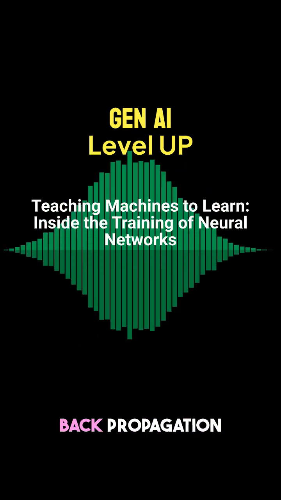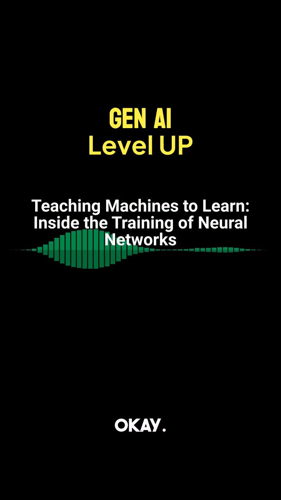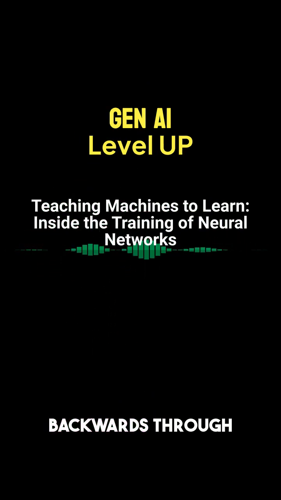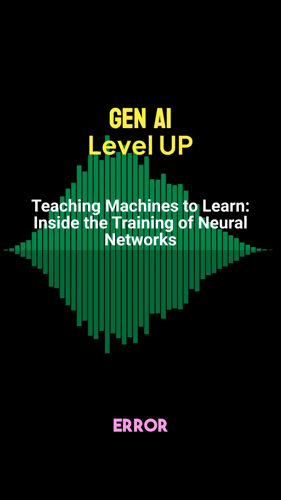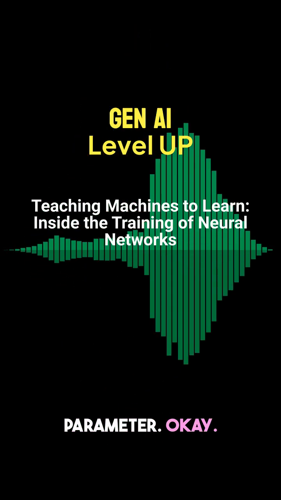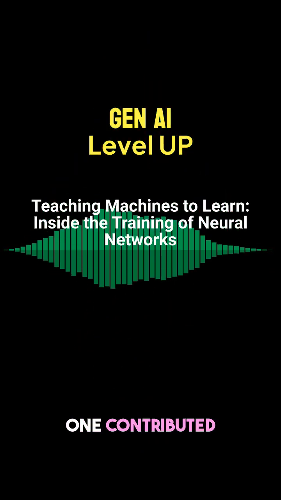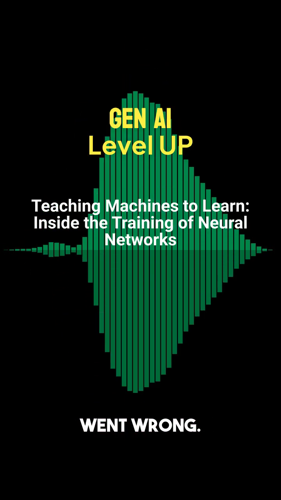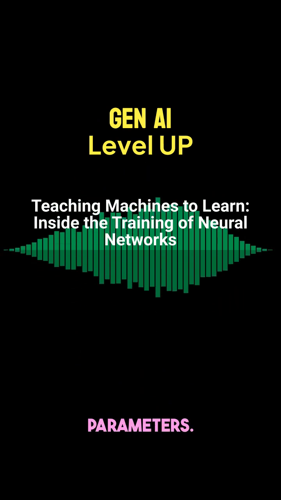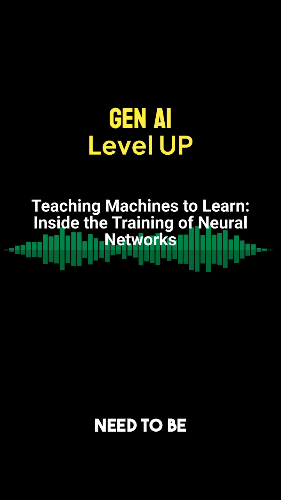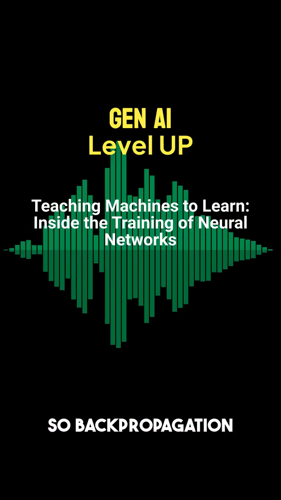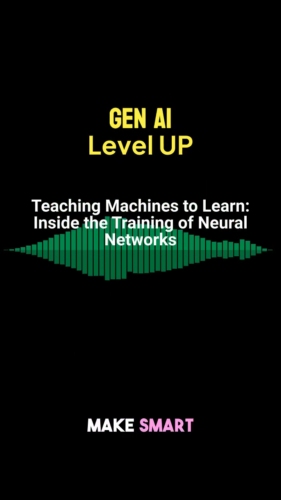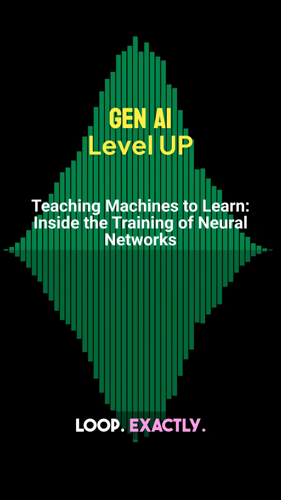That is where the magic of backpropagation comes in. This is where it gets really interesting. Imagine a detective working backwards through the network, tracing the error all the way back to each parameter and figuring out how much each one contributed to that final mistake. So it's like a deep analysis of where things went wrong. Exactly, like assigning blame to different parameters. Backpropagation tells us which ones need to be tweaked and by how much. So backpropagation is giving these optimization algorithms the clues they need to make smart adjustments, kind of like a feedback loop. Exactly. This is fascinating.